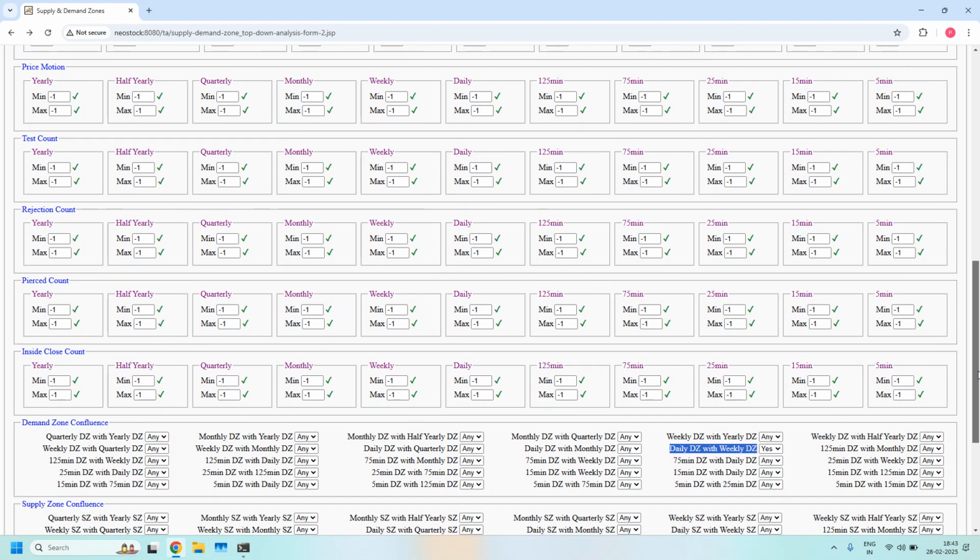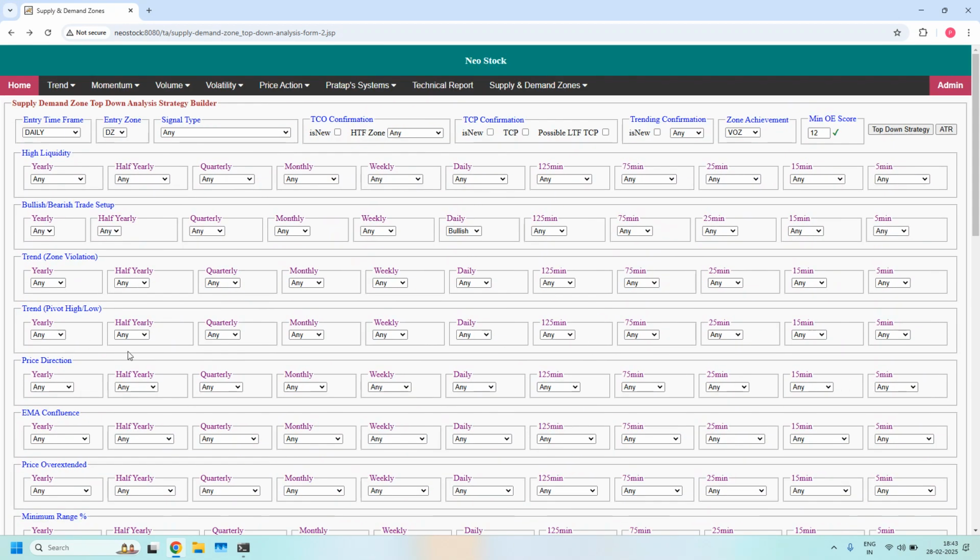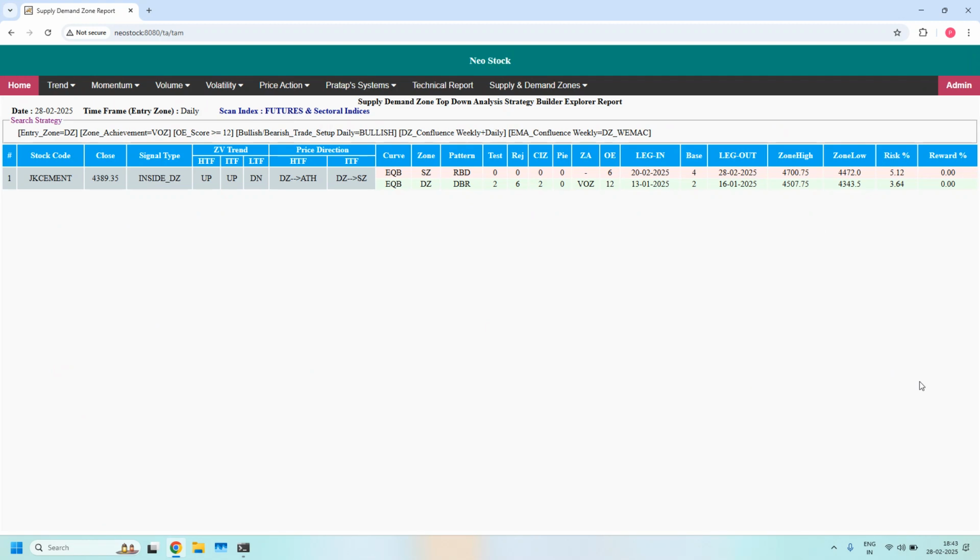In the demand zone confluence, in the EMA confluence at weekly time frame, not daily, because daily is overlapped with weekly. That's why we are verifying whether the weekly demand zone has weekly EMA confluence or not. So with this filter, out of 5, we got only 1 stock. And this daily demand zone has more probability to get success. Maybe that is the reason why it has already been tested 2 times with 6 rejections from the zone.